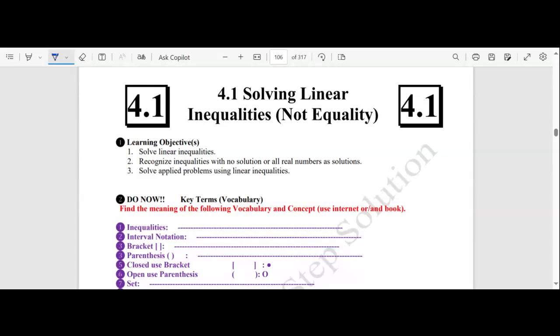Welcome to 4.1, Solving Linear Inequalities. Learning objectives: 1. Solve linear inequalities. 2. Recognize inequalities with no solution or all real numbers as solutions. 3. Solve applied problems using linear inequalities.